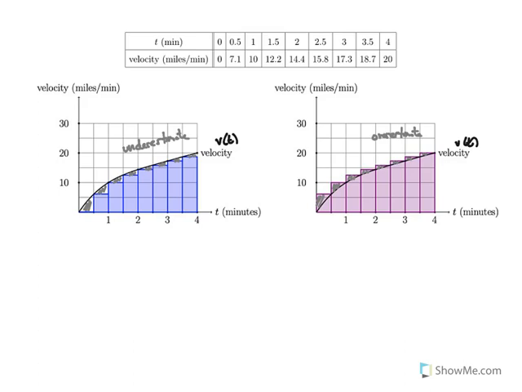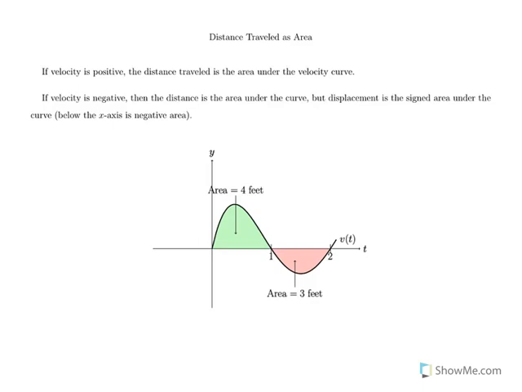In the meantime, we're still going to think about estimations. So now let's look at distance traveled as area. If velocity is positive, like in our last example, the distance traveled is going to be the area under the velocity curve. And in general, that's what's going to be the case. There's one little caveat: if velocity is negative, then the distance is still the area under the curve, but now we can think about displacement. What's the change in position? That's what displacement is.